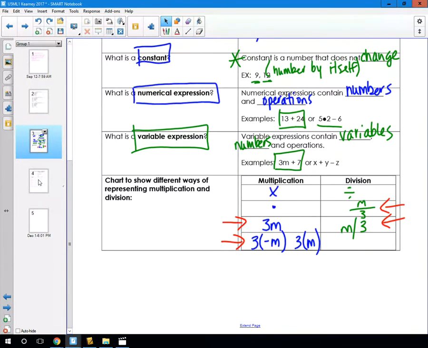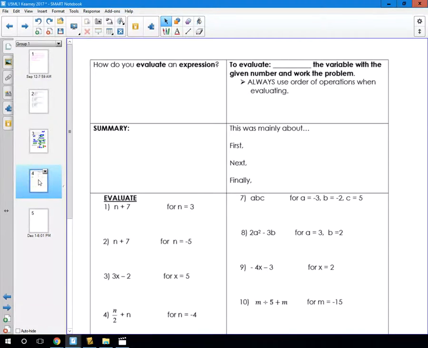So now, we said all of that so that we could actually do some math. So let's dive in and do some math, okay? So we want to actually do something with these variable and numerical expressions. And one thing that you are most commonly asked to do with variable and numerical expressions is to simplify or to evaluate them, okay? So let's talk about what that word evaluate means. Evaluate simply means to substitute the variable with the given number and work the problem, okay? Or substitute is just a fancy word for plug in. You're going to plug in the number for the variable, okay?